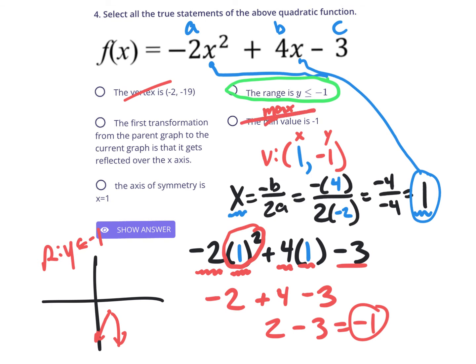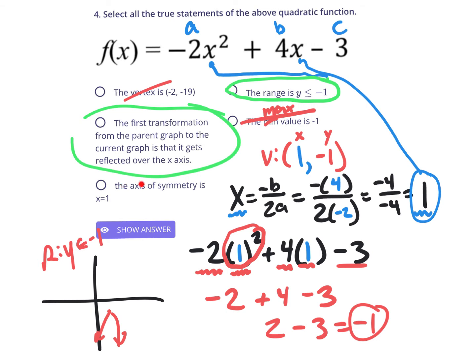What else? The first transformation from the parent graph to the current graph is that it gets reflected over the x-axis. Yep, if you have a negative sign, the first transformation that happens if you're describing transformations is that it gets reflected over the x-axis. It opens down, right? So this is absolutely correct as well.